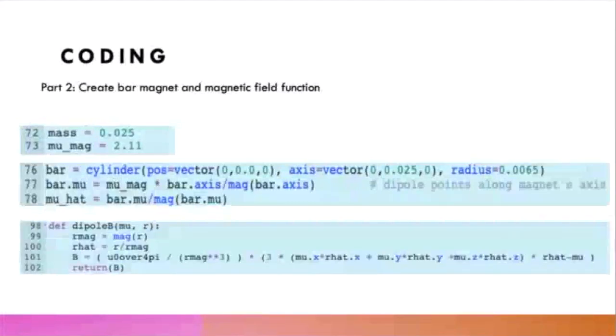In lines 72 through 78, I created the bar magnet, modeling it as a cylinder. The mass of the bar magnet was measured to be 0.025 kilograms, and the magnitude of mu for a bar magnet was found to be 2.11 amp-meter squared in Lab 3. In lines 98 through 102, I created a function for outputting the magnetic field of the bar magnet, which will be referred back to many times throughout this lab.